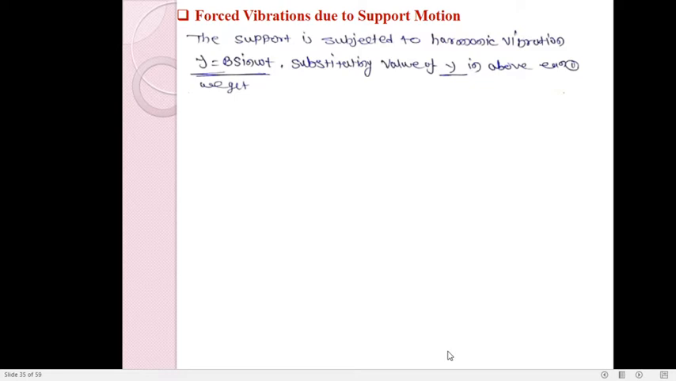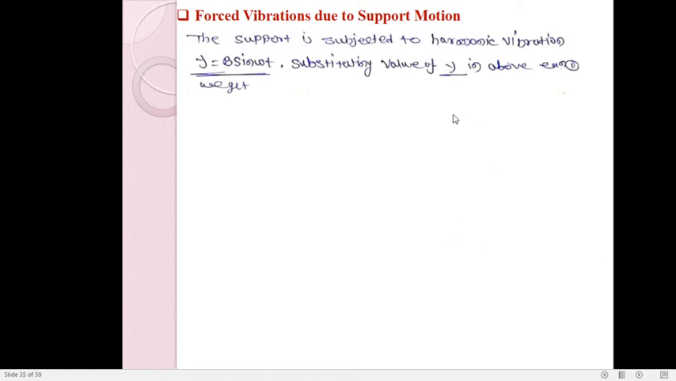The support is subjected to harmonic vibration. Otherwise, it is of no use for us, because we are considering it as a forced vibration case. So when we have to discuss vibration, at that time we have to assume that whatever excitation force is acting on the system must be a harmonic or periodic one. Then and only then can we solve them as linear equations. That is why here the word is harmonic vibration, and this can be given as y equals b into sine omega t.